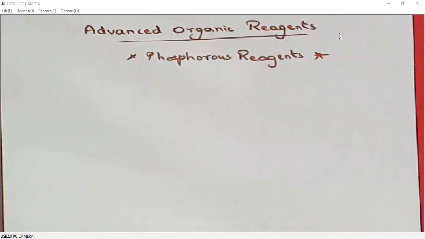Today we will discuss phosphorus reagents. Phosphorus reagents are very important reagents used in many functional group transformations in organic chemistry. We will start one by one.